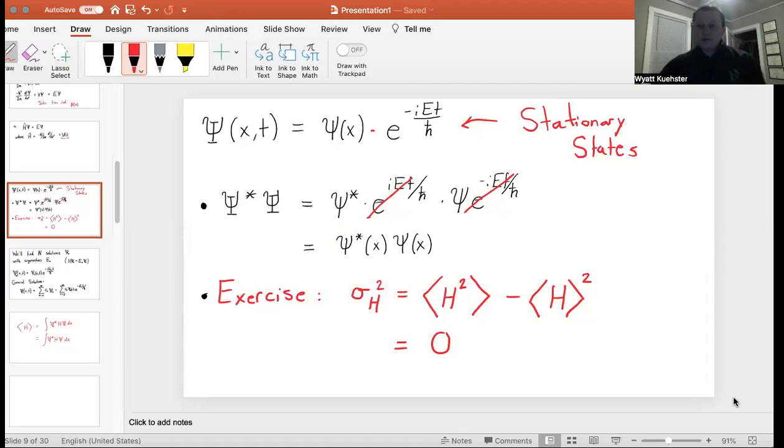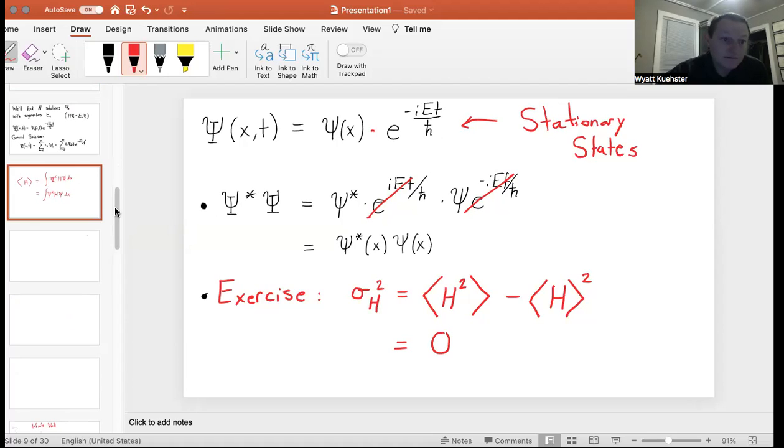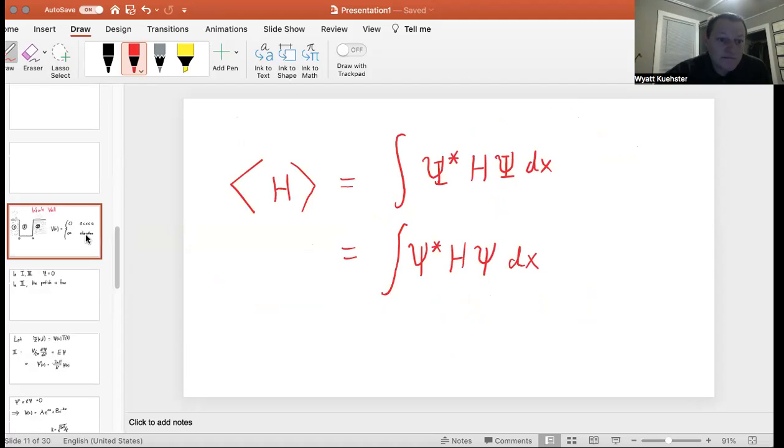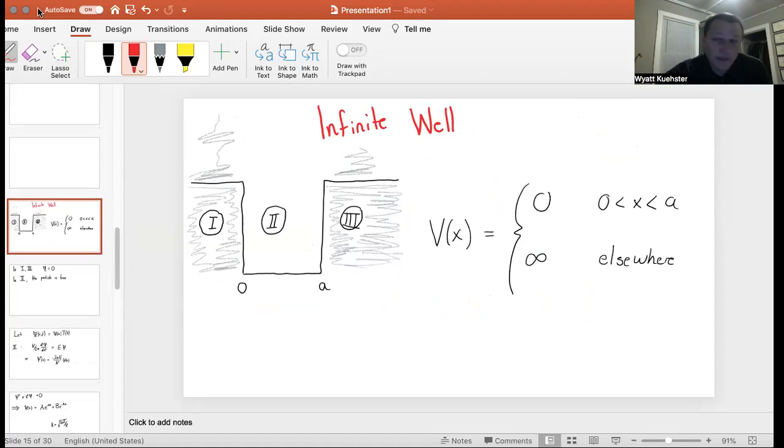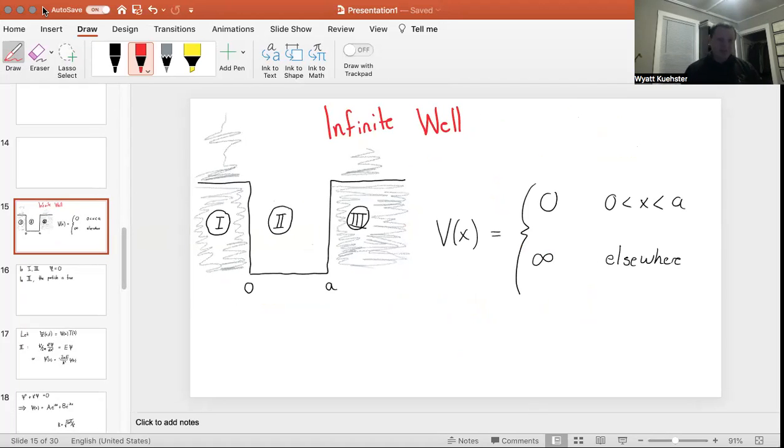Okay, so now let's do the infinite square well. We talked about stationary states. Now let's do an actual example where we're going to actually start with stationary states. So the example we're going to do is the infinite square well potential.